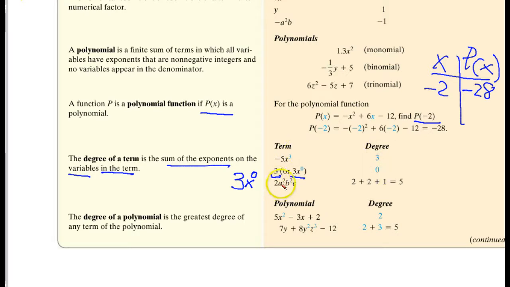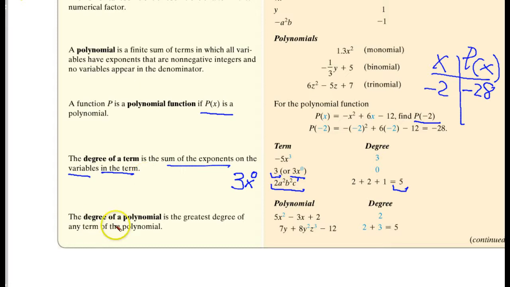Now in this case, we see a to the second, a to the second, c to the first. So we add these, this is just one term. We add these 3 up and get a 5. So the degree of this term is 5. So that would determine the degree of a term.